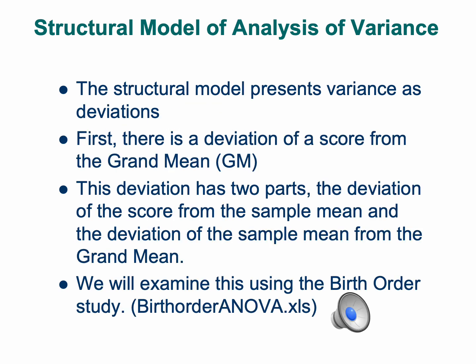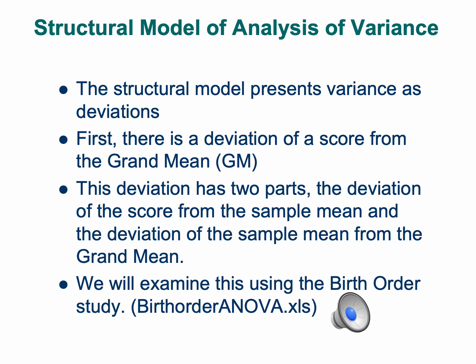Okay, now we're going to take an example where variance is described, and we're going to go into more detail about what variance means. The structural model presents variance as deviations, as differences. First, there's a deviation of a score, an individual subject score, from the grand mean. Remember, the grand mean is the average of all the subjects on the dependent measure. That's the grand mean. So the first is a deviation of an individual score from the grand mean. And this deviation has 2 parts to it.